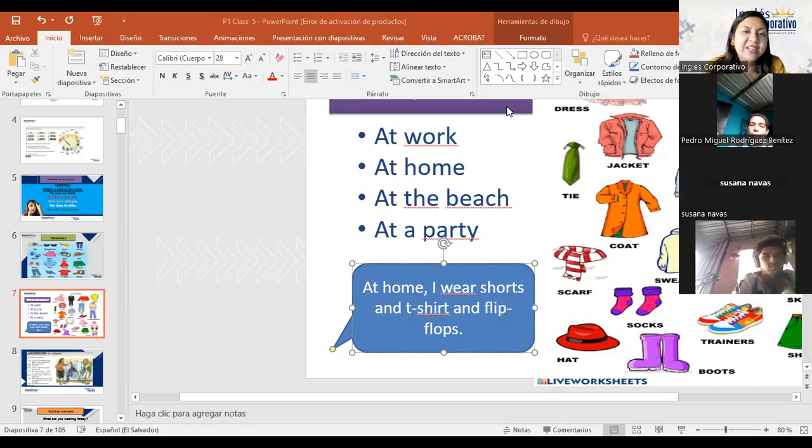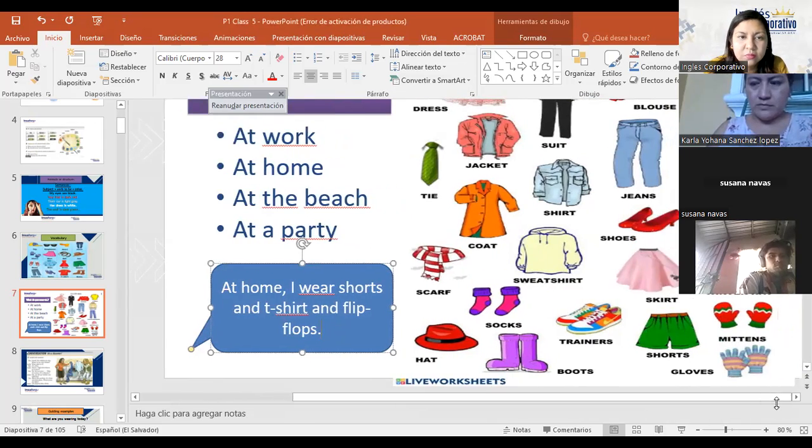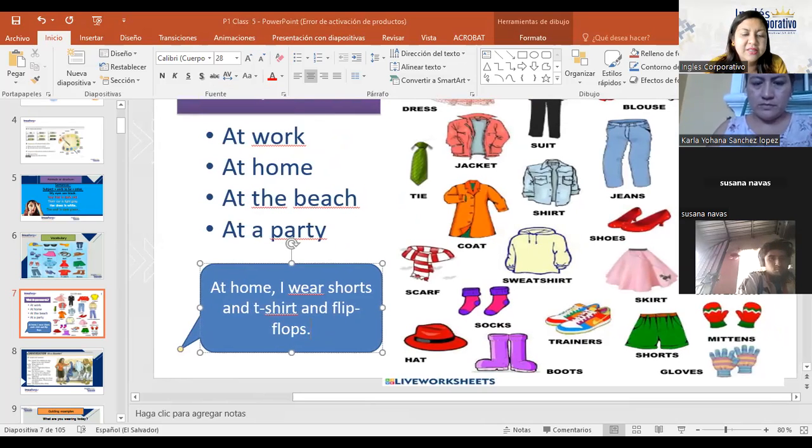Ahí pueden escribir en el chat. What do you wear at home? Vamos a hacer. Van a decir, van a escribir. Solo tienen que seguirles el ejemplo, ¿verdad? At home, I wear a dress and sandals.